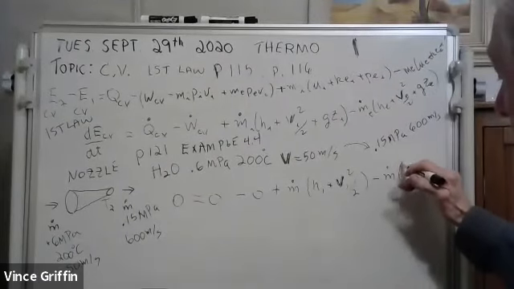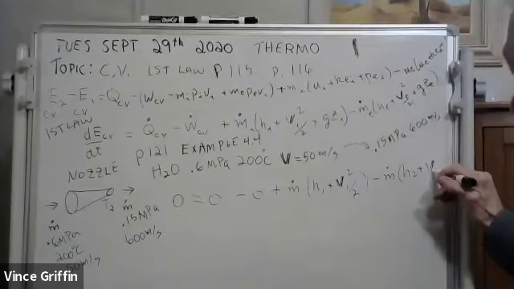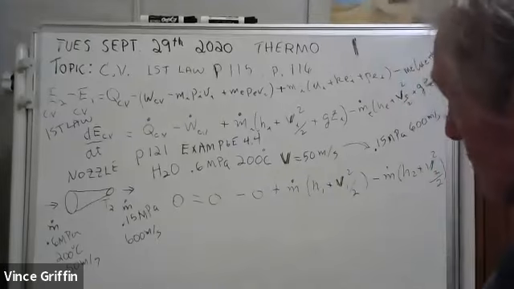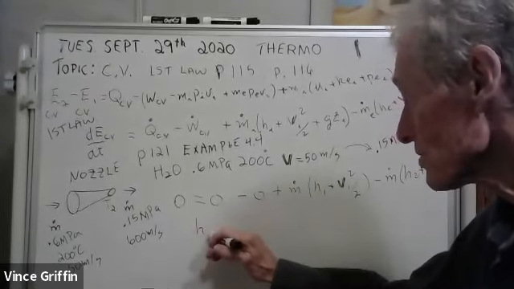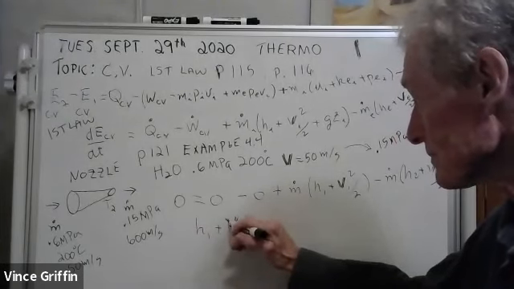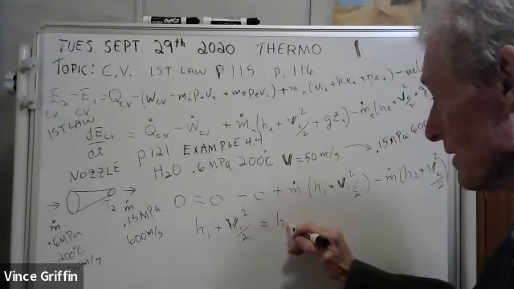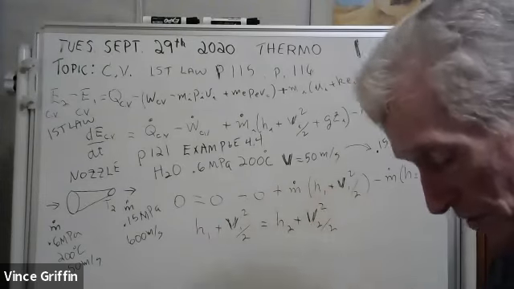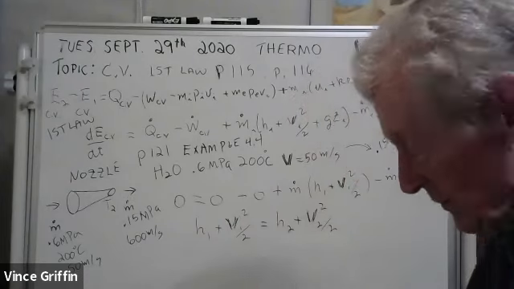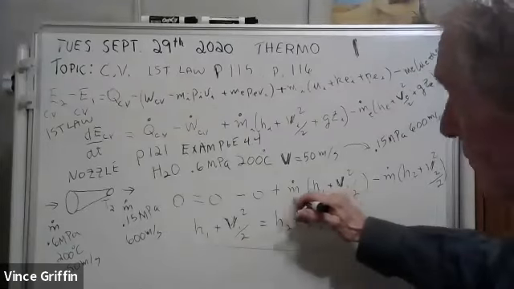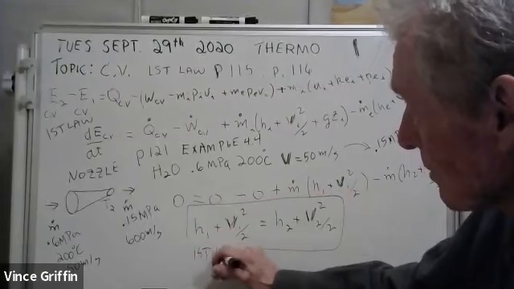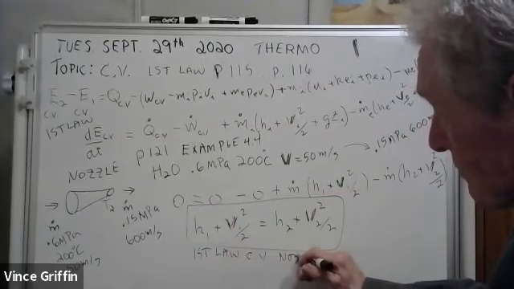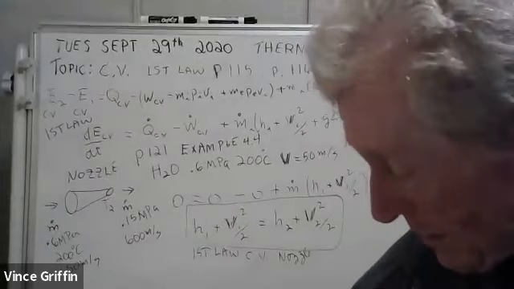And so here's your first law for your nozzle. Since the M dots are the same, you can write the equation for a nozzle like this. In fact, this is the first law for a nozzle. You'll see that equation on page 121. They've written it. This is your nozzle equation. That is your first law, control volume equation for a nozzle. There you have it.